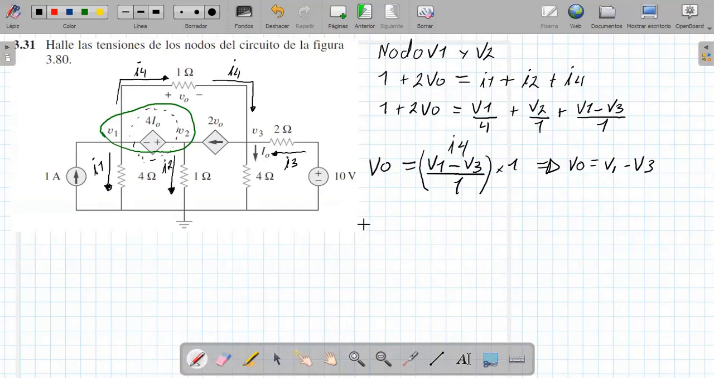Okay, so 1 plus 2 times V1 minus V3. We do this because, as we are working with V1, V2, V3, we are not working with the variable V sub 0. We have to replace V sub 0, because in terms of V1, V2, or V3 it does not matter.